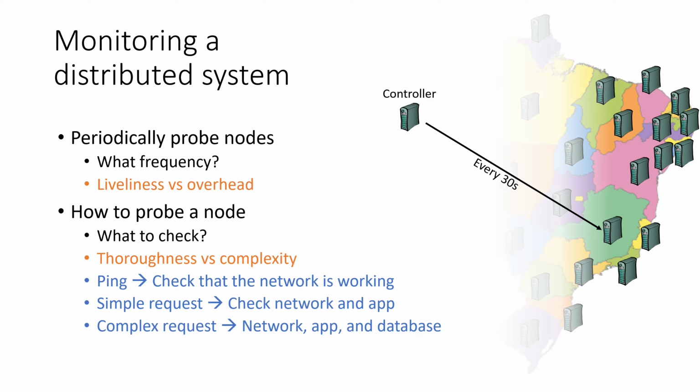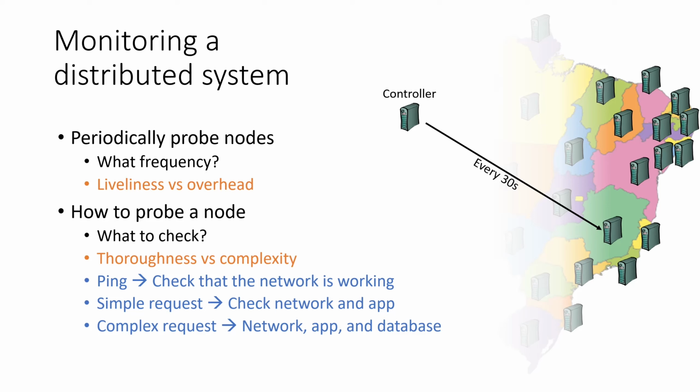We can send a simple request to the application. For example, a request that just asks, are you on? And then if the application responds to this request, then we know that the application is running. Or we can have an even more complex request that checks that the application is actually behaving as expected. For example, we can send a request: how many driver's licenses are in the system right now, or how many accesses happened in the last 30 minutes.